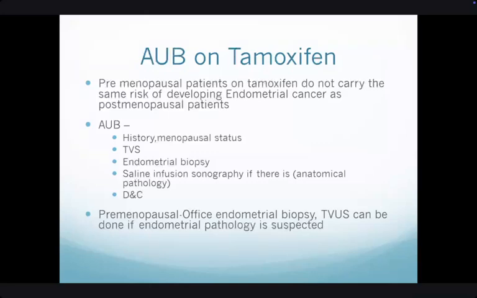The tests that are commonly done are the transvaginal ultrasound, endometrial biopsy, saline infusion sonography if you think there's an anatomical pathology, and then the D&C. For premenopausal women, an office endometrial biopsy can be done, and the transvaginal ultrasound can be done if endometrial pathology is suspected.